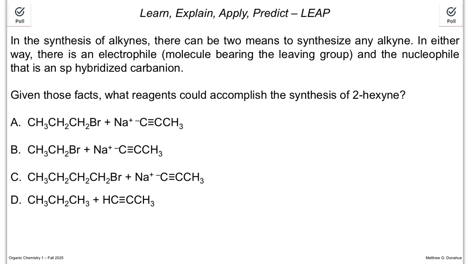So let's just do this one and call it a day. So when you look at any alkyne, conceptually they can be made two different ways. So our target molecule is 2-hexyne. And so we want to look at what pair of these reagents and the answer choices would be best to make 2-hexyne.